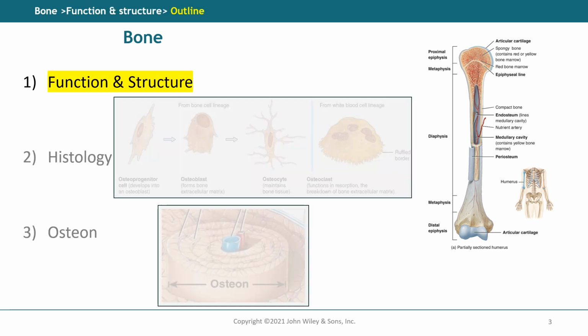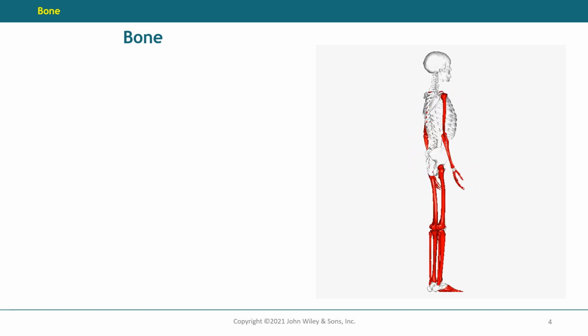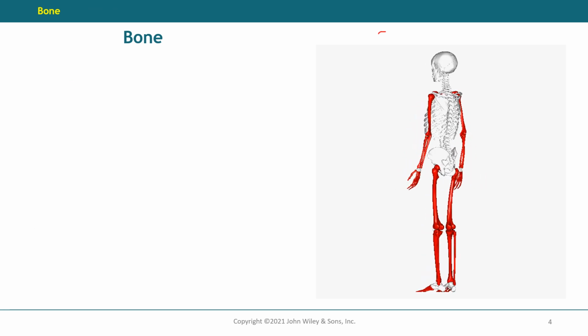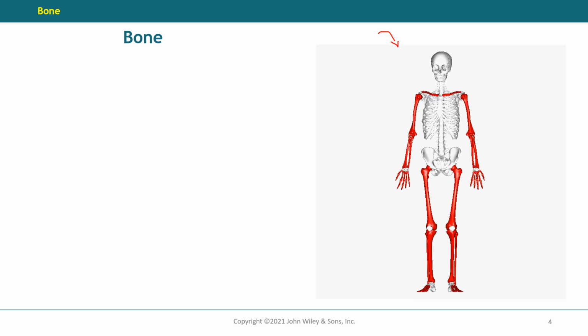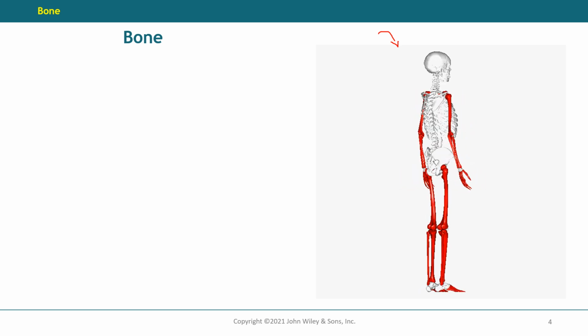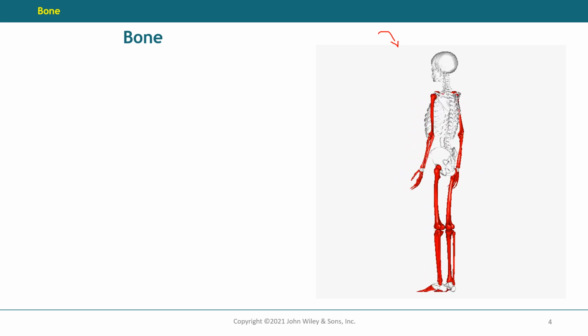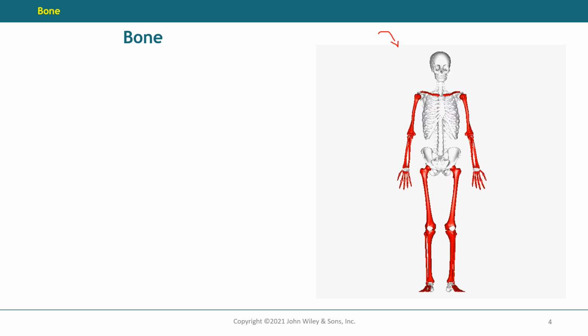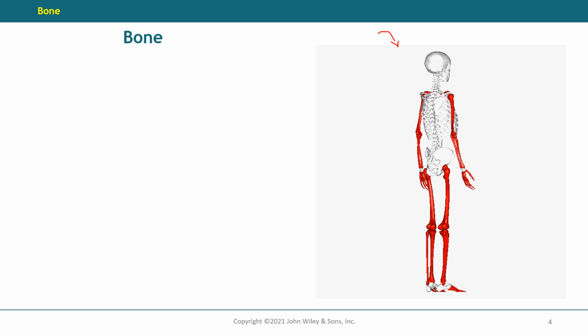So let's start with the first section, and we're going to start talking about the function and the structures of bones. When we talk about bones, we have in our imagination different long bones, especially the ones that are in red, those long bones are the ones that we remember the most.